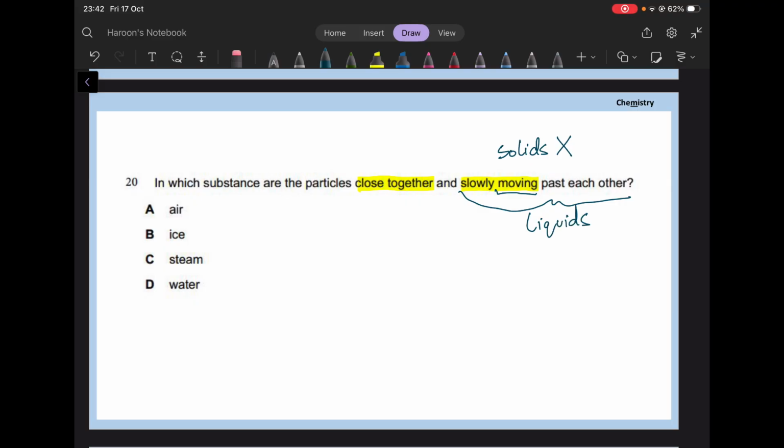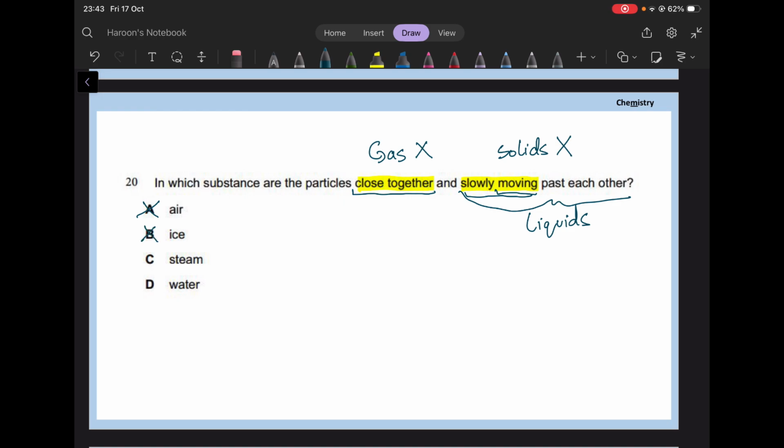For gases, they move around in all directions at very, very fast speeds. And close together, it can't be a gas now. In a gas, the particles are far apart from each other. For solids and liquids, they are actually quite close, but the second statement, slowly moving, cancels out a solid. So it can't be a gas or a solid. It should be a liquid. So in A, we have air, which is a gas, A is out. In B, we have a solid, ice, B is out.